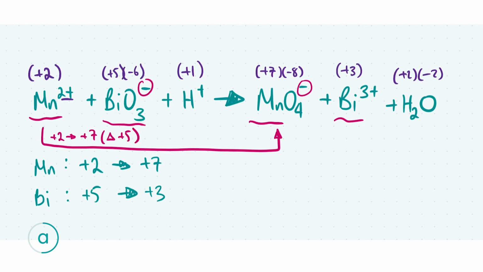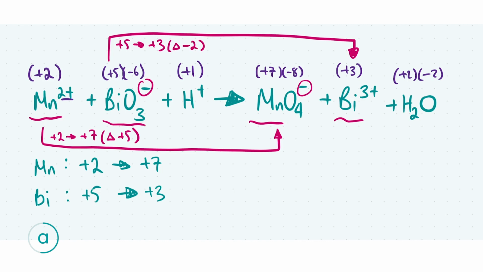Here we can look at the Bi, which is going to go from here to over here, and it's going from a +5 all the way down to a +3. And if we do the same thing, the delta is going to be a change of -2.